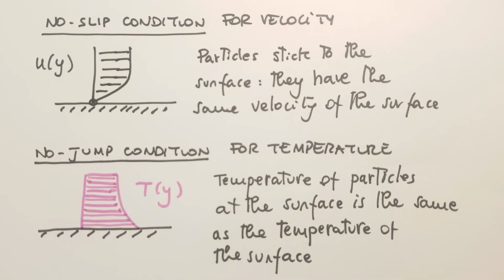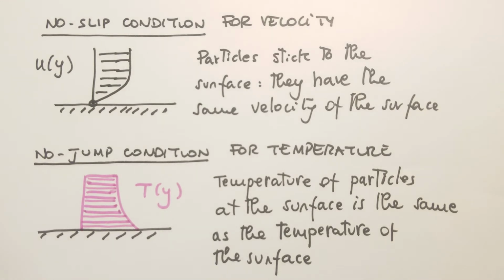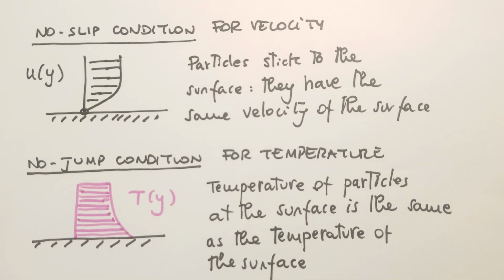The temperature obeys a similar condition called the no-jump temperature condition. Here I've sketched the temperature profile in the case where the plate is very hot and the fluid away from the plate is colder. In this situation, the temperature of the particles at the surface is the same as the temperature of the surface. So there is no jump in temperature. Temperature is a continuous function of space.